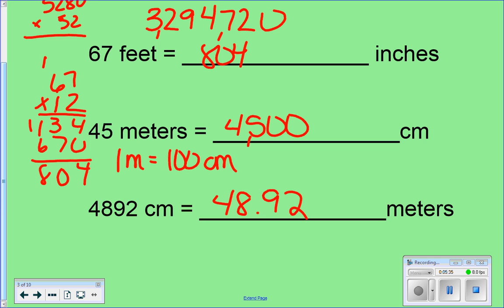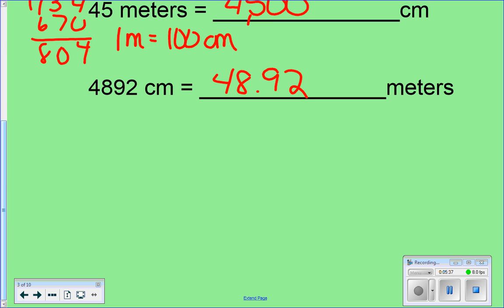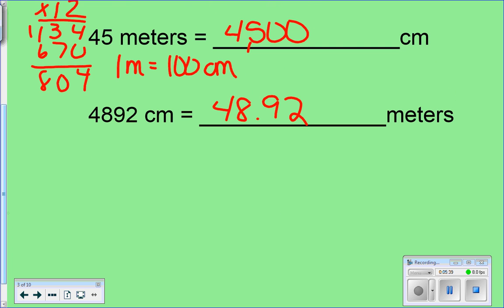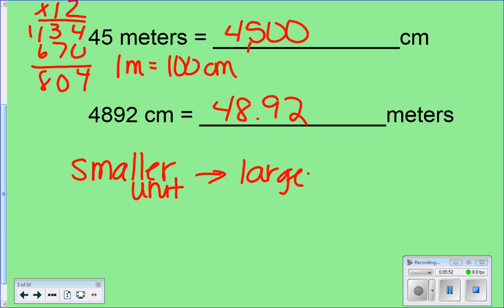So, okay, now here is a simple, easy rule to remember. If you have one-step stuff like I've been doing up here, if you're going from a smaller unit to a larger unit, so here's a good example, if I'm going from a smaller unit to a larger unit, what did I just do?